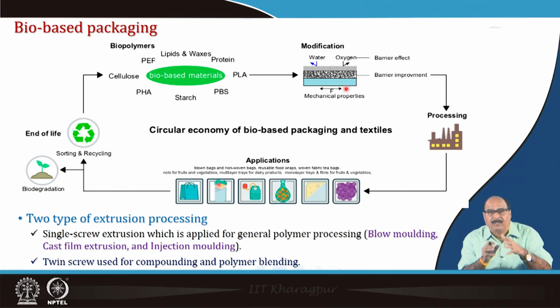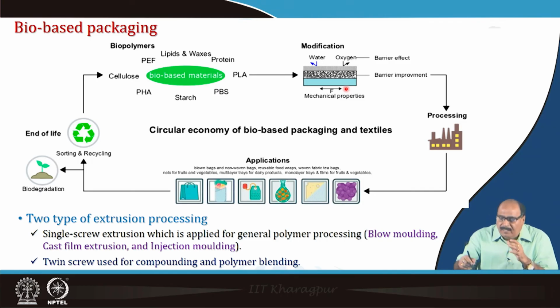So, these packaging materials are characterized and made into desirable mechanical properties and barrier properties. Then, for further improvement, they are processed, extruded, and finally they can be used for various blown bags, non-woven bags, food wraps, woven fabric tea bags, fruit and vegetable nets. So, various applications they have. Even monolayer films are used for fruits and vegetables.